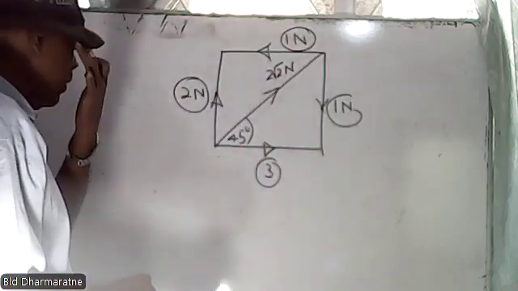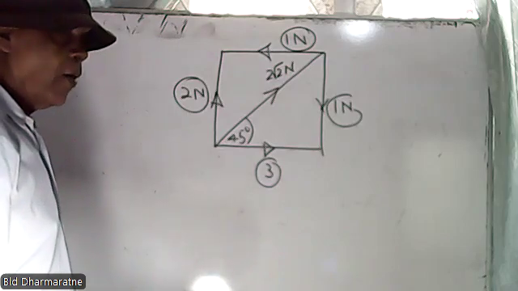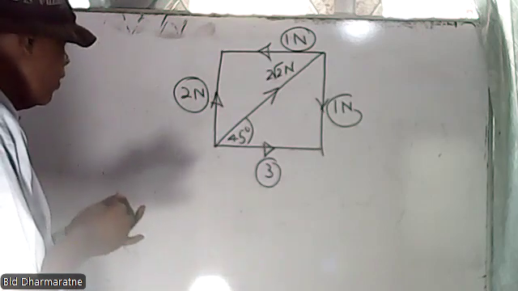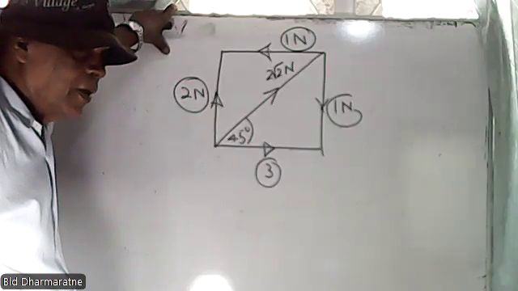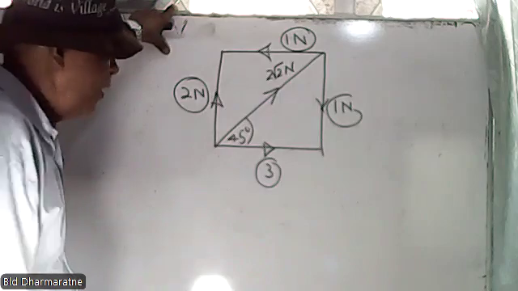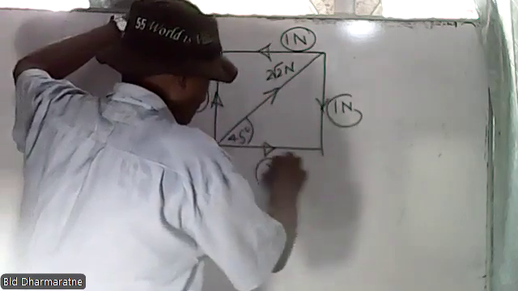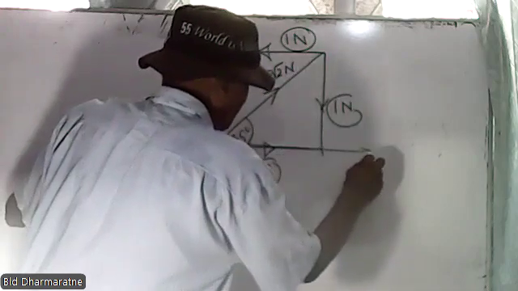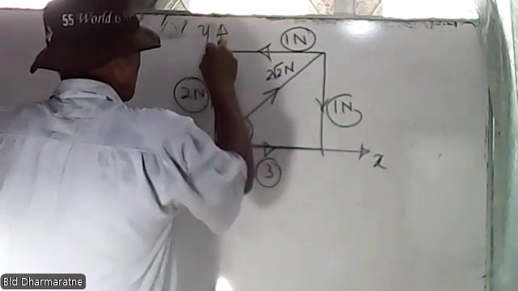Now we have to resolve and find the horizontal and vertical components of these forces. How to get them? First you have to draw the axes. Which line is the horizontal? We assume that the 3 Newton acting force is the horizontal. This is horizontal. Draw the axis. This is the X axis, and this direction is the Y axis.